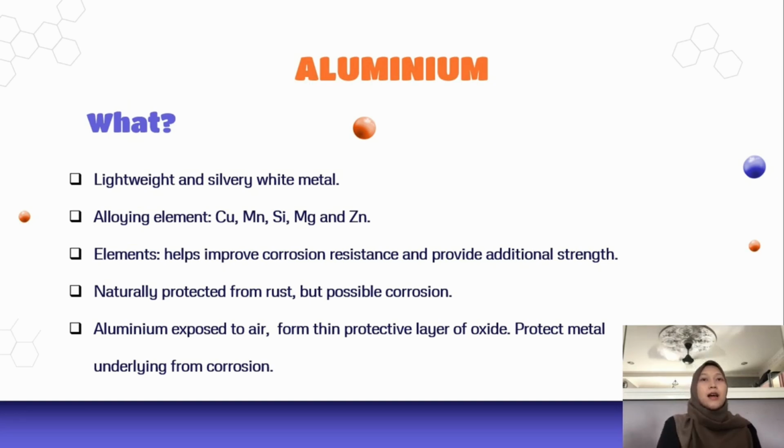Aluminium is a metal that naturally protected from rust, mainly because it does not contain any iron or steel, but highly possible for corrosion to occur caused by substance that lead to metal degradation. When aluminium exposed to the air, it forms thin protective layer of oxide coating on the surface known as aluminium oxide. This coating appears extremely thin yet it successfully protects the metal underlying from additional corrosion until it is fully removed.